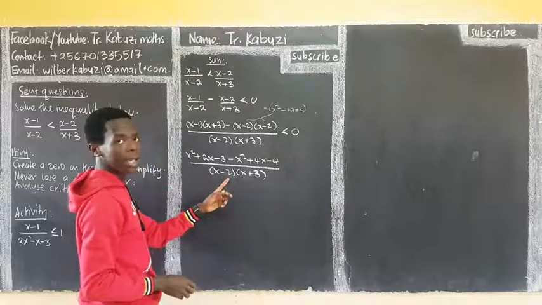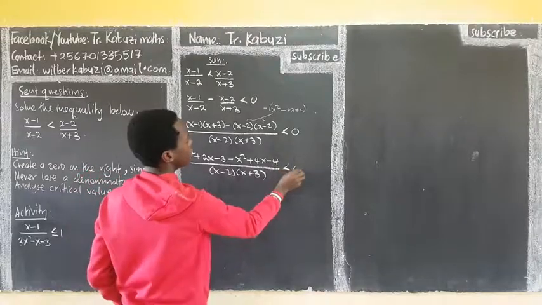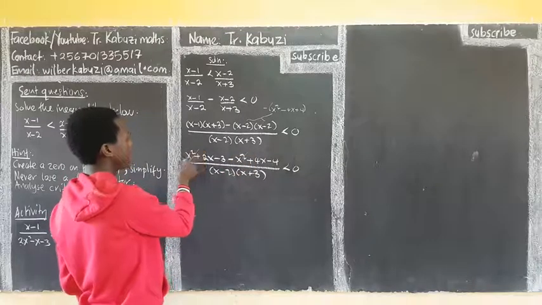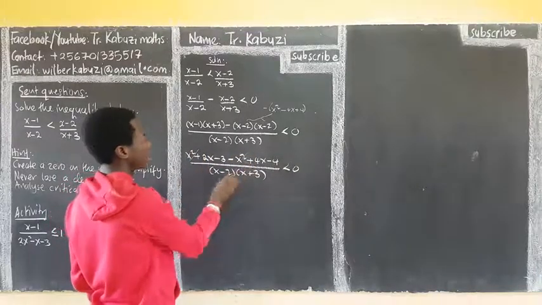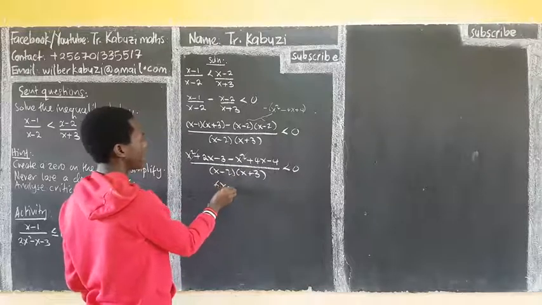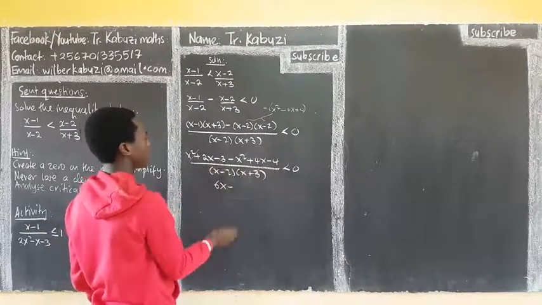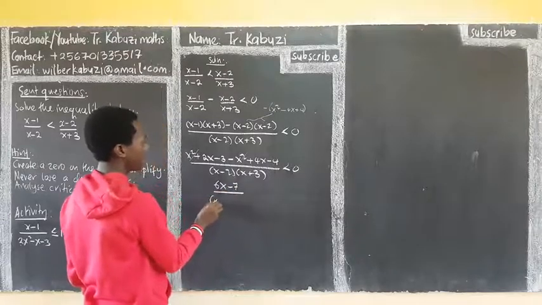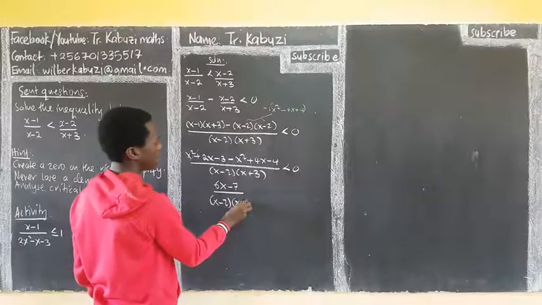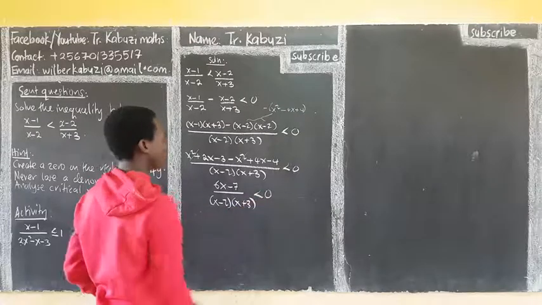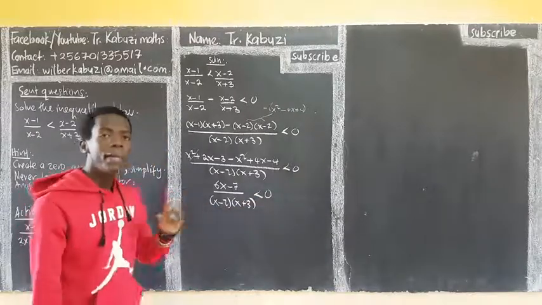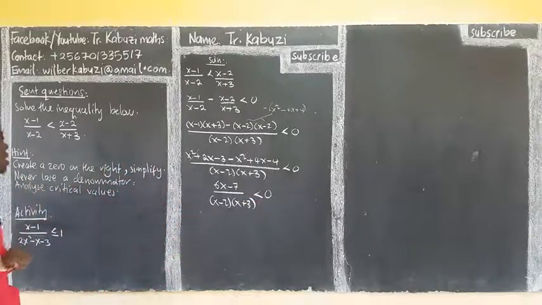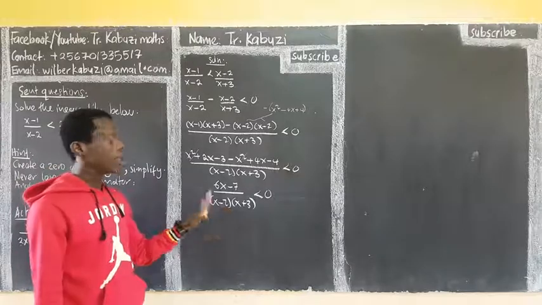Don't waste time expanding this. So now, you see this one, it's going to vanish with that. So this is 2x, and this will give us 6x. Then minus this and this, we have 7. The whole over x minus 2, then x plus 3, less than 0. So from here, don't be tempted to cross multiply. Why? We say never lose a denominator. So this one we leave it at that.